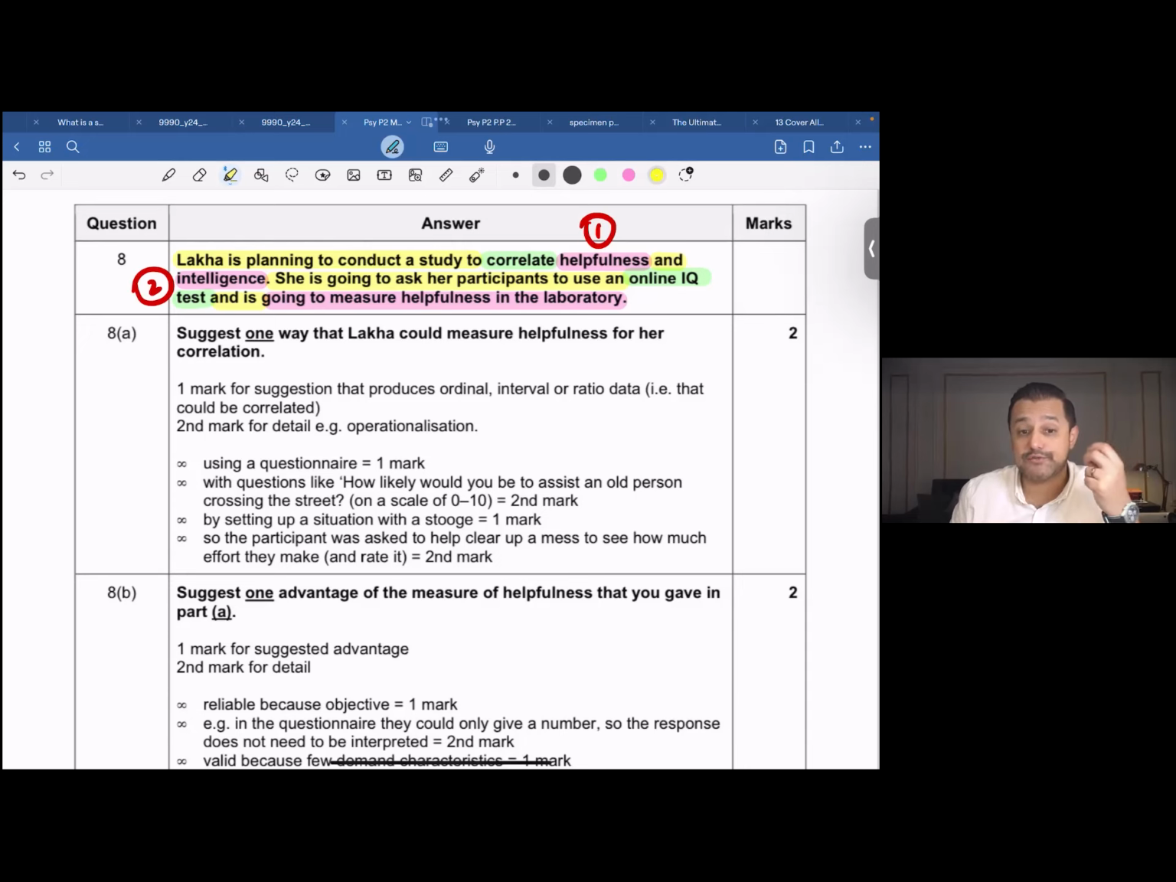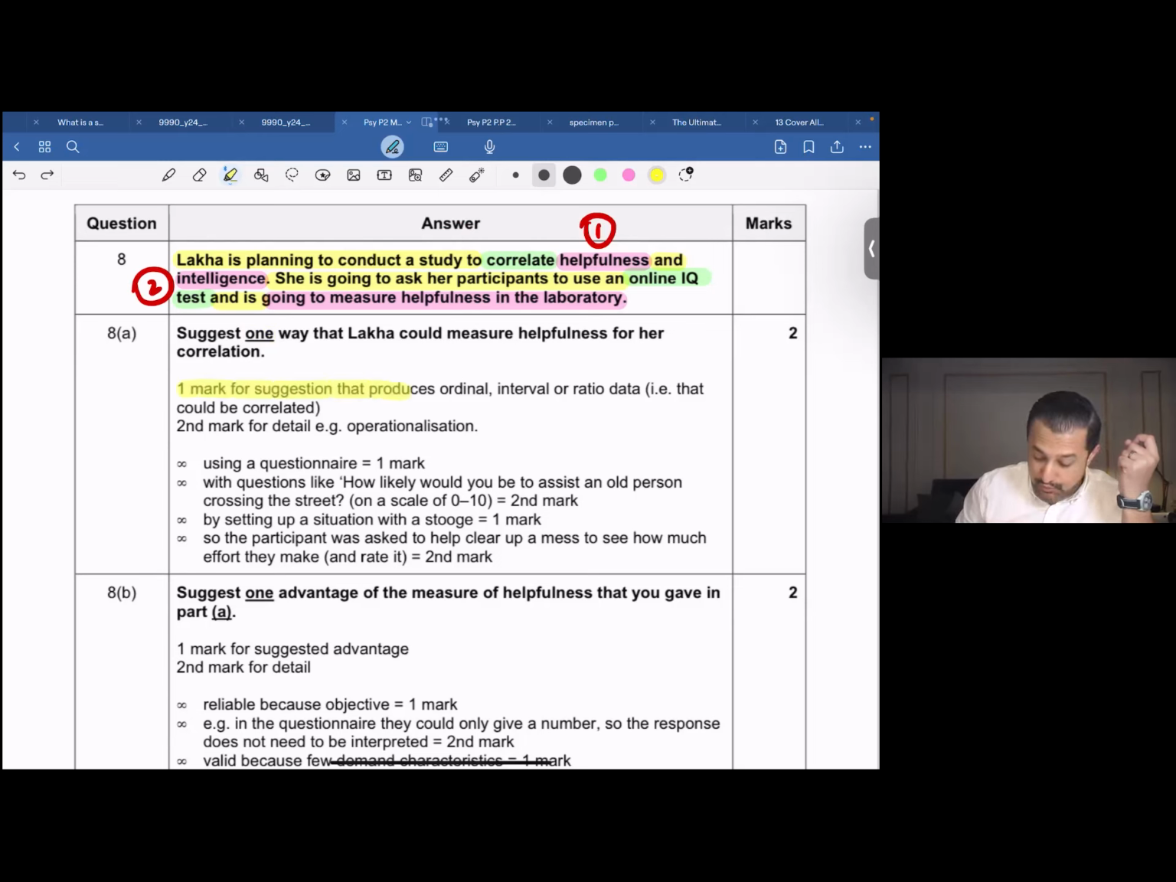Now, moving on to the first question. The question over here reads: suggest one way that Lakha could measure helpfulness for a correlation. The command word over here is suggest, and it happens to be a 2-mark question. Suggest one way, not two, one. Now, how do you get marks over here? I'll show you how you get marks. Let me just make this cleaner.